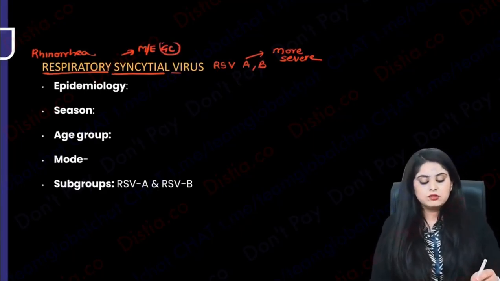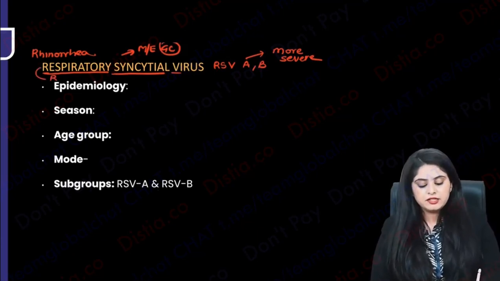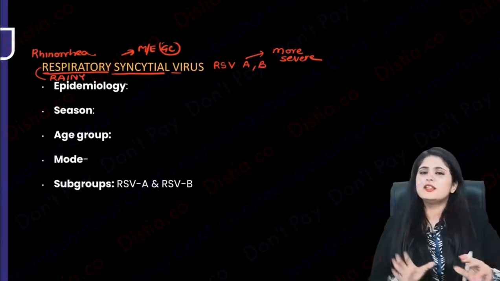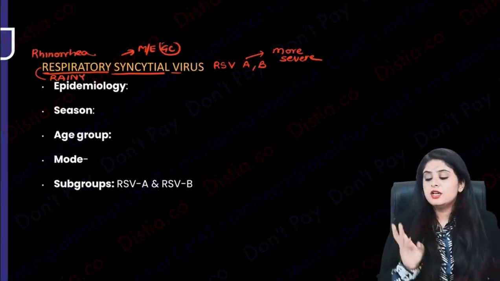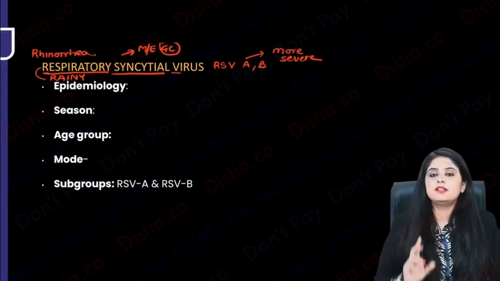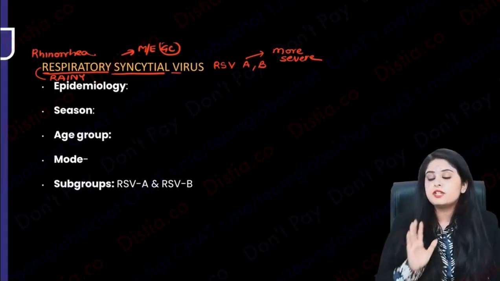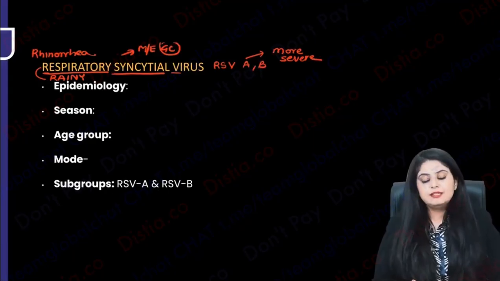But I will also add for you over here: R for RSV, R for rainy season. Just remember this, this is your last day flashcard. Respiratory syncytial virus, respiratory involvement, R for rainy season, syncytium means giant cells, and the A serotype is more common, more severe actually. Now let me tell you the rest of the story.